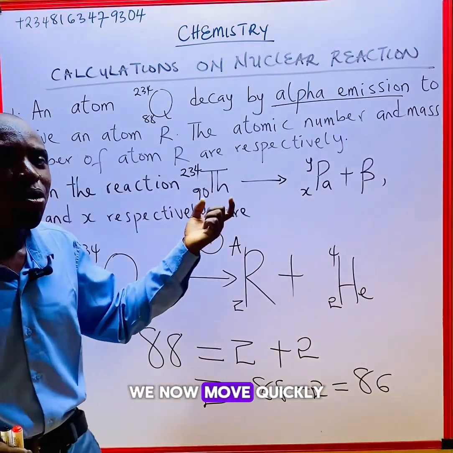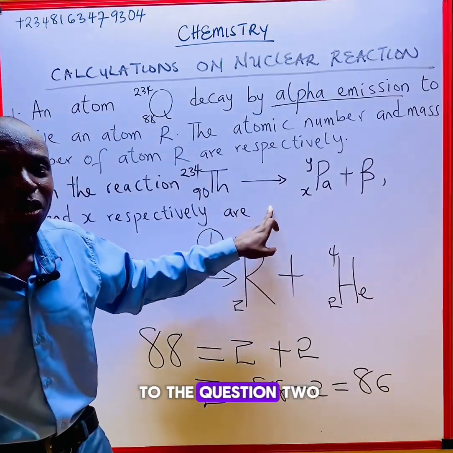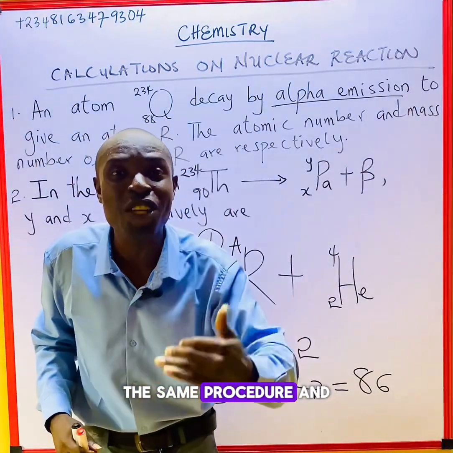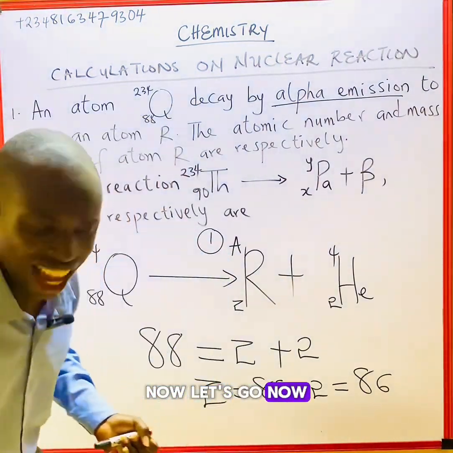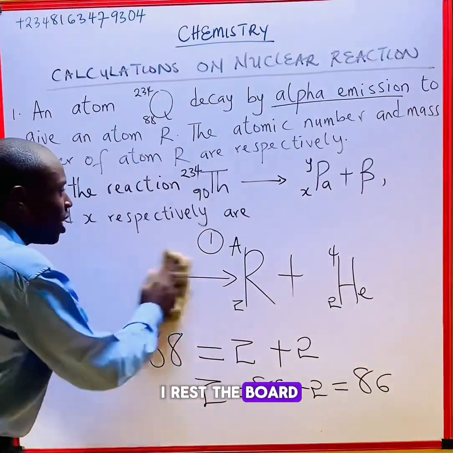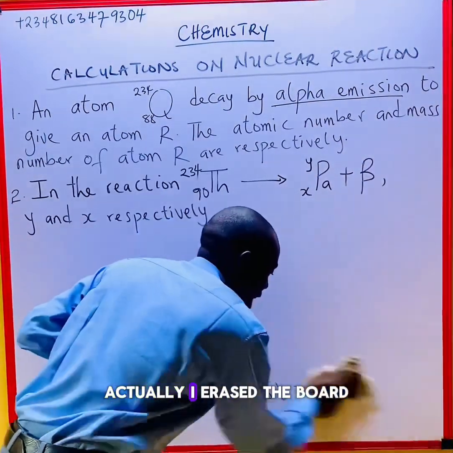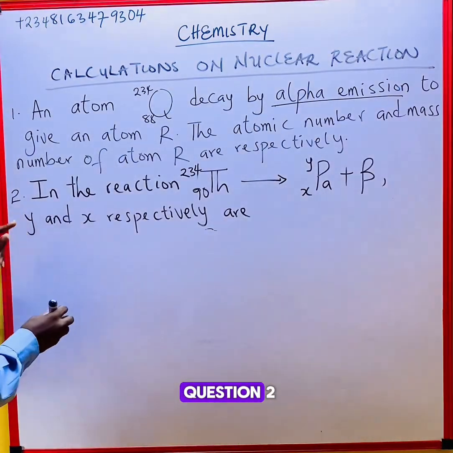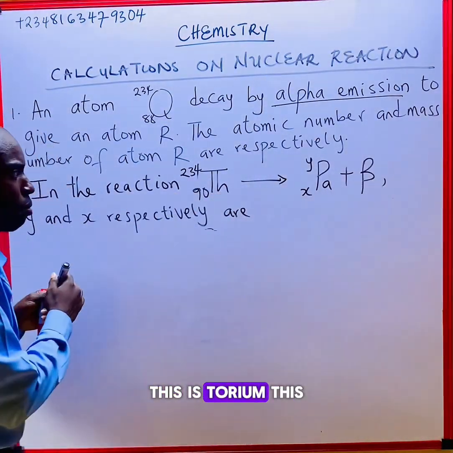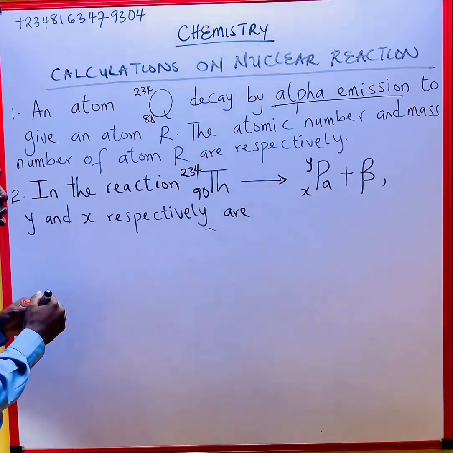We now move quickly to question 2. The same procedure and processes will still be obeyed. Now, let's go. Now, I erase the board. So we continue. Now, in the case of question 2, this is thorium. This is palladium. So what do I do?